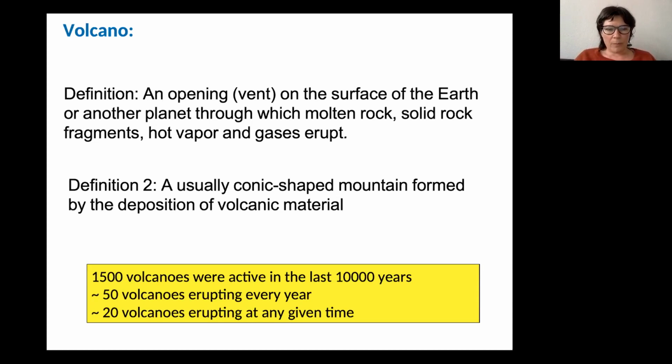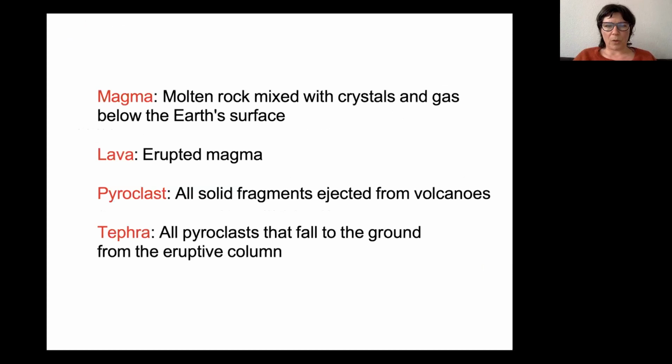We will talk about the specific volcanoes later on. Okay, then we have some other definitions. So when we talk about magma, what is that? It's molten rock, but it is a mixture with crystals and gas.